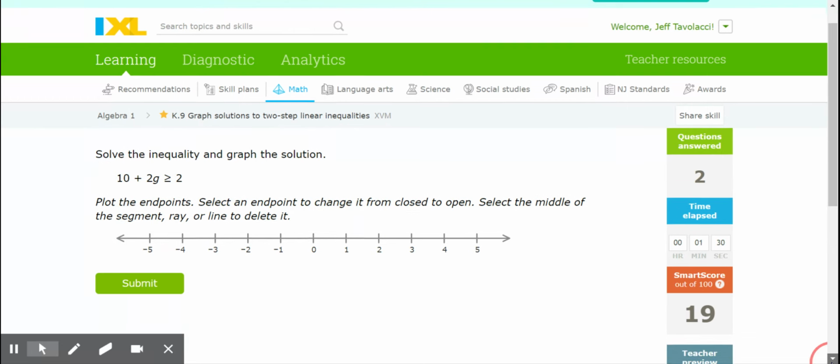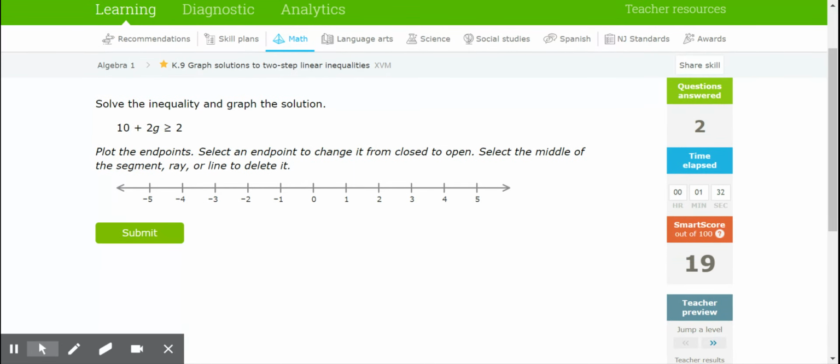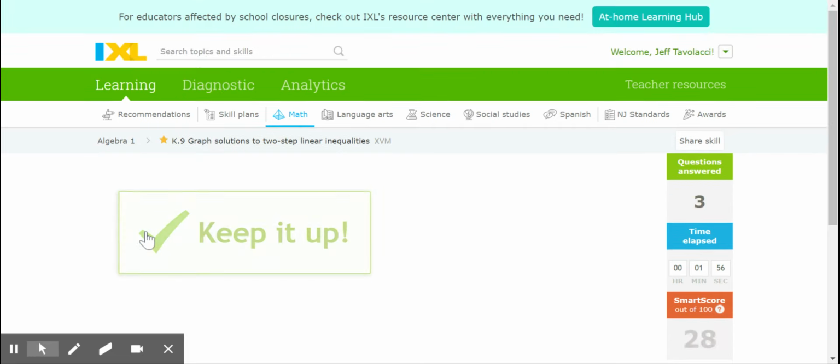Okay, 10 plus 2g is greater than or equal to 2. We would subtract by 10. 2 minus 10 is negative 8. Divide negative 8 by positive 2, we get negative 4. And that is going to be my boundary. I actually want to include that point because it's equal to, and I want g is greater than or equal to negative 4. So I want to extend the ray all the way to positive infinity in this case.